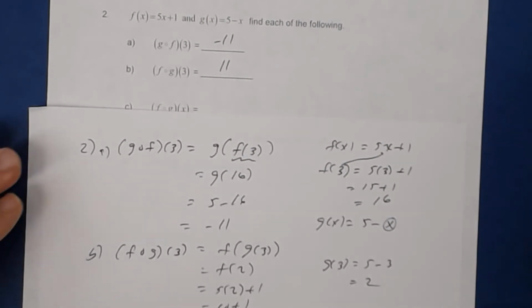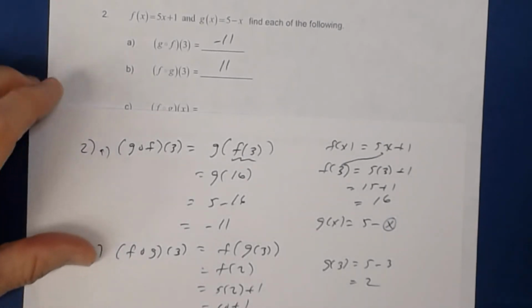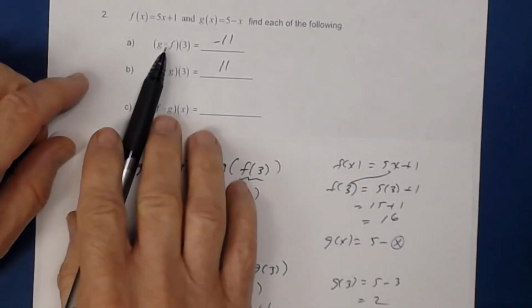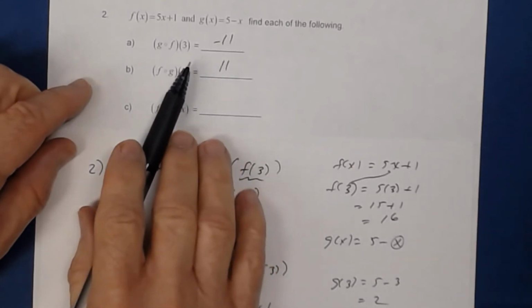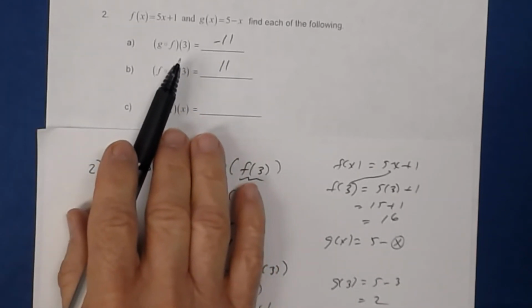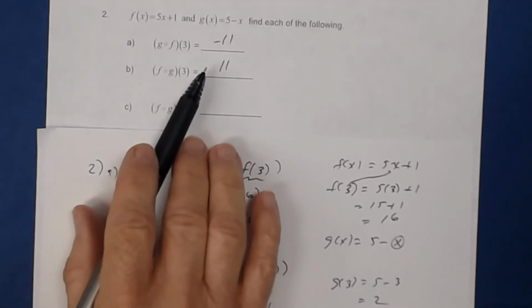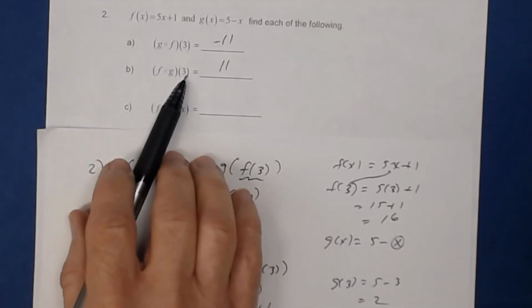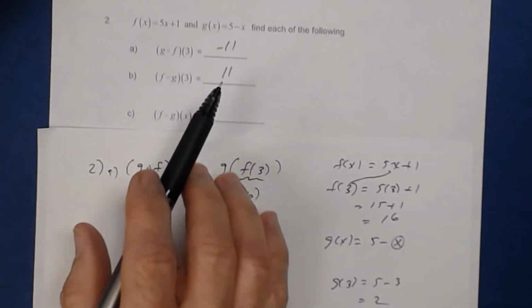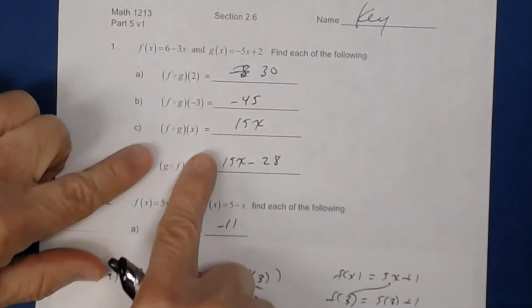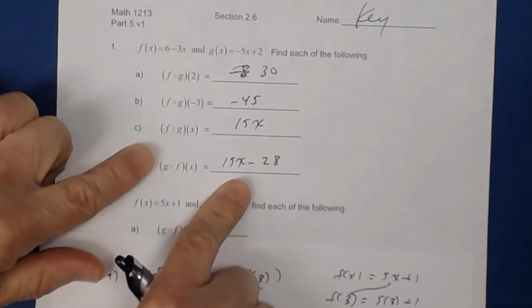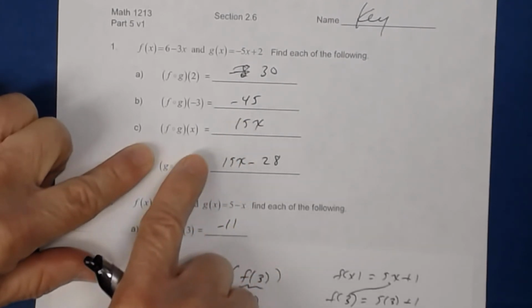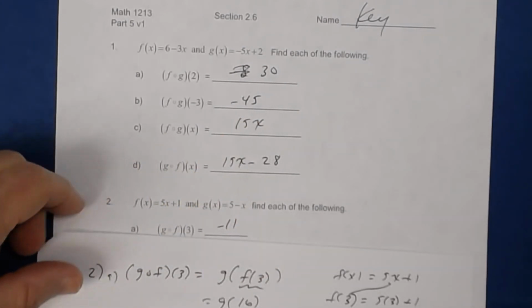Okay, before we do part C, don't think that these are always going to be opposites. It just happened to be here that those ended up being opposites. So G composed with F at 3 and F composed with G at 3 are not always going to be opposites. If you look at this, you see those are not opposites. The opposite of that would be negative 15x, so that's not what you see here.